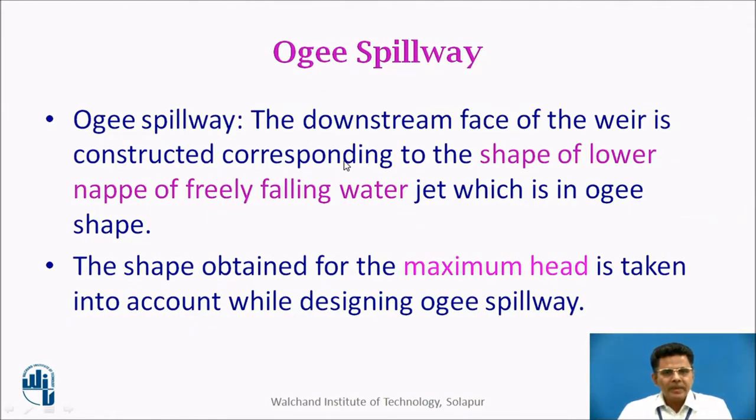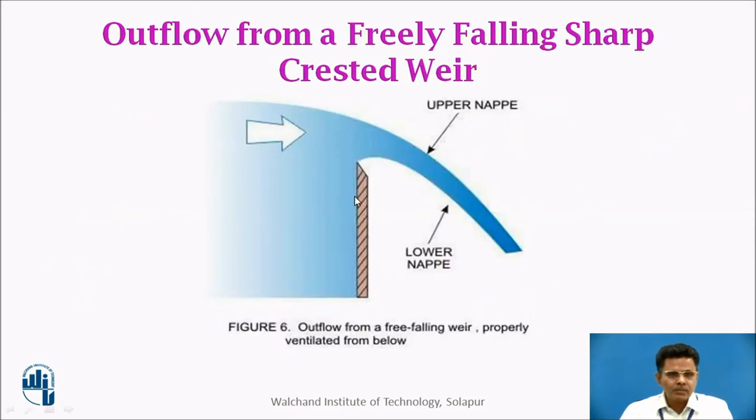So, the Ogi spillway is such that the downstream face of the weir is constructed corresponding to the shape of the lower nappe of a freely falling water jet, which is in Ogi shape. What I mean to say is that if we have a sharp crested weir, and water approaches toward this weir, then due to the momentum, water will fall away. This is called the upper nappe of a water sheet. This is called the lower nappe of a water sheet.